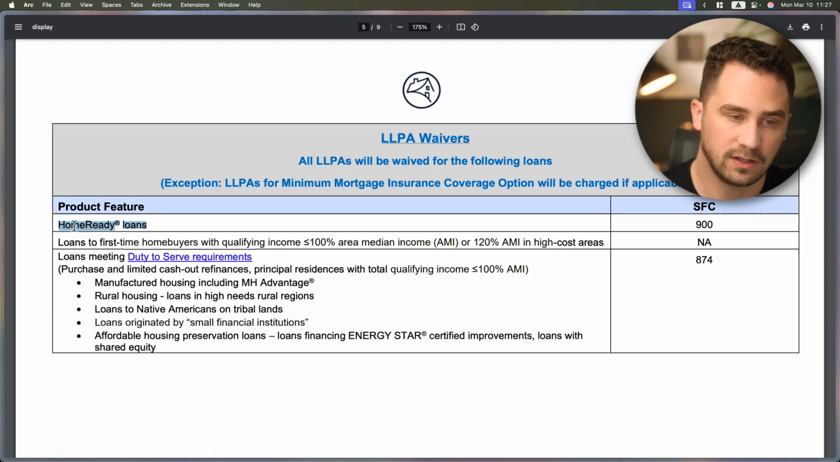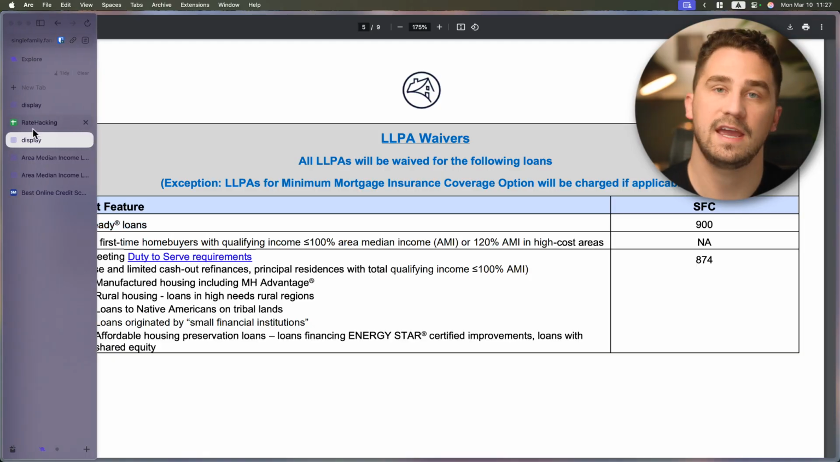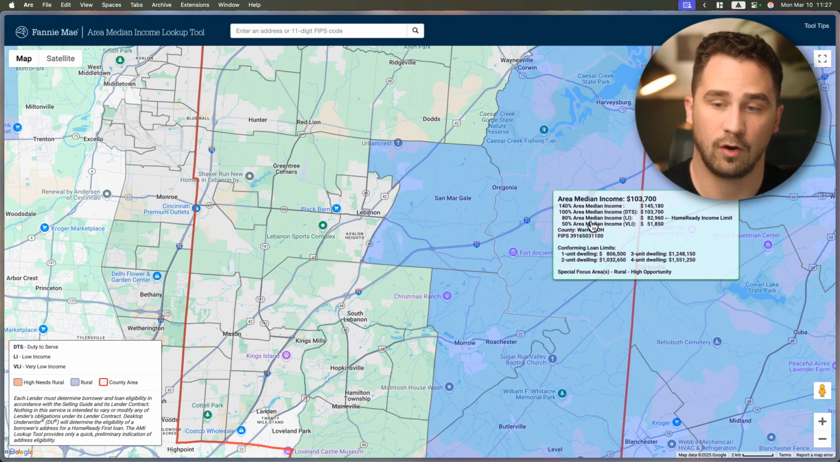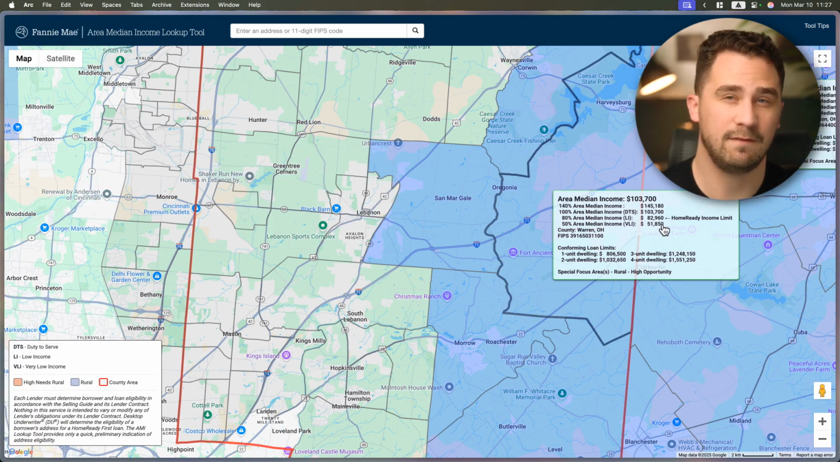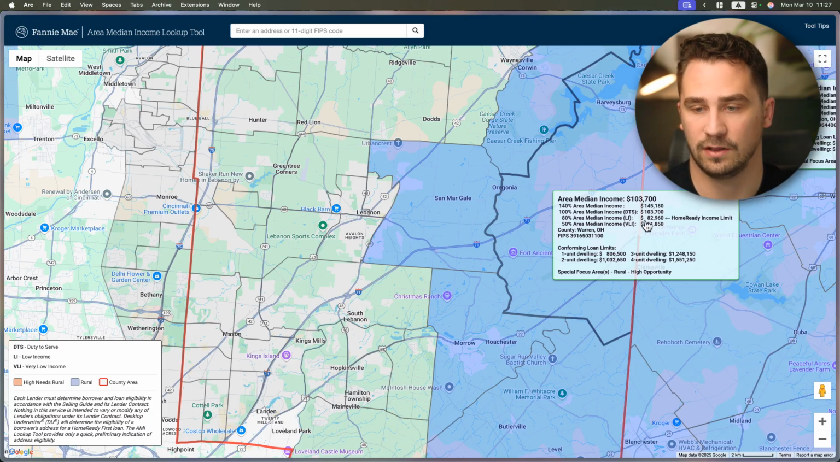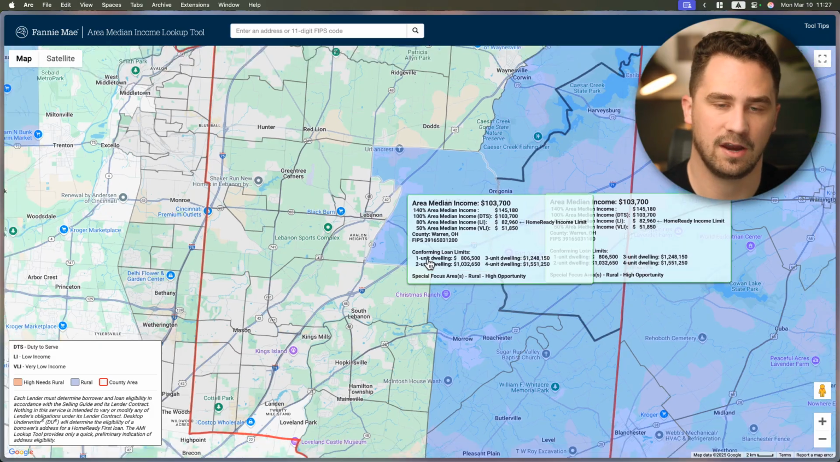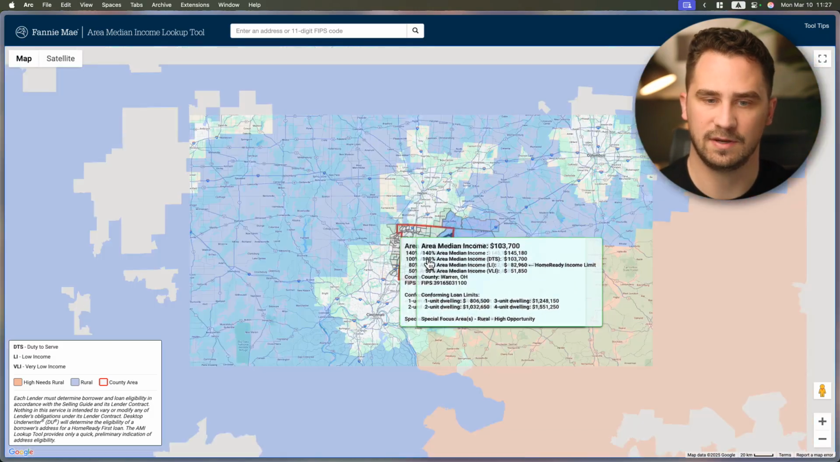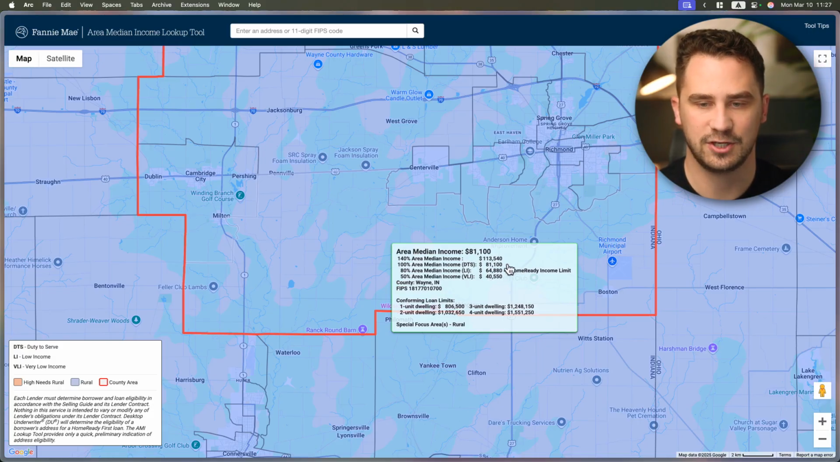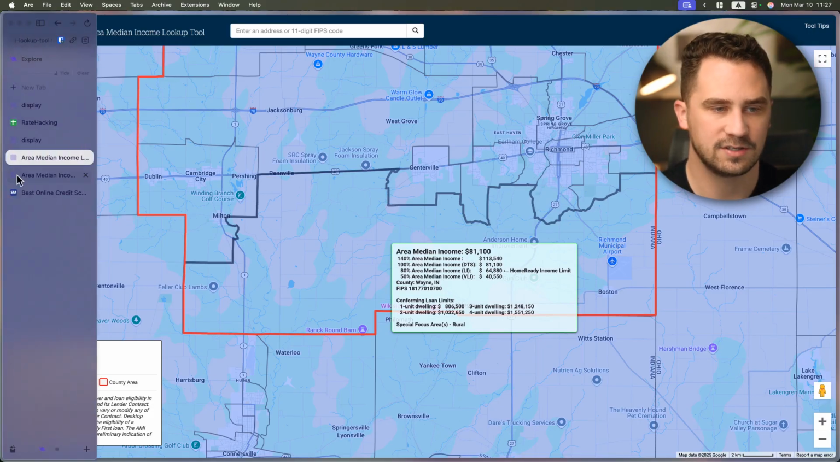And then HomeReady loans, what this means is if you're under 80% of the area median income, most of the time you can qualify for a HomeReady loan. So that means that if you're not a first-time home buyer, that's what you might be looking at, the HomeReady loan. And that means you need to be under 80%, so $82,960 in this specific area. Of course, this is going to change a lot depending on where you're looking in the US. These AMI limits change through all the different counties, so that's something you want to look at.